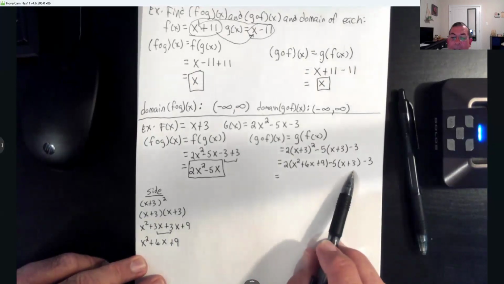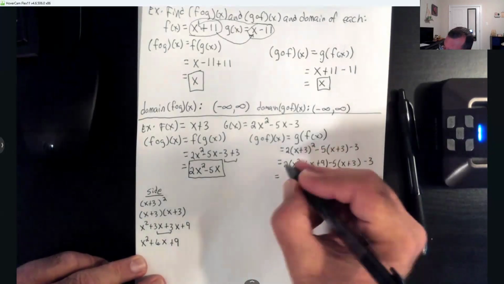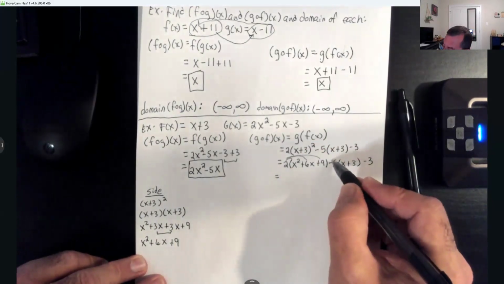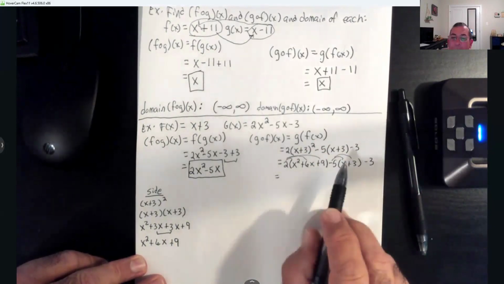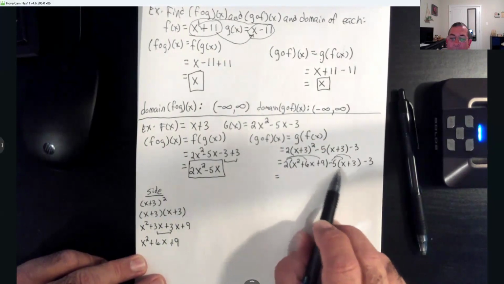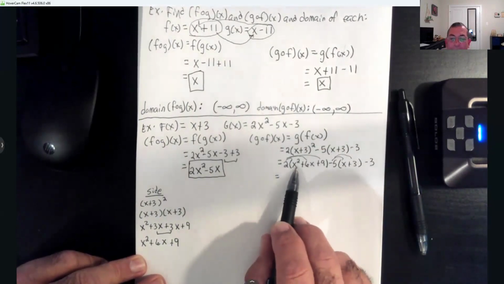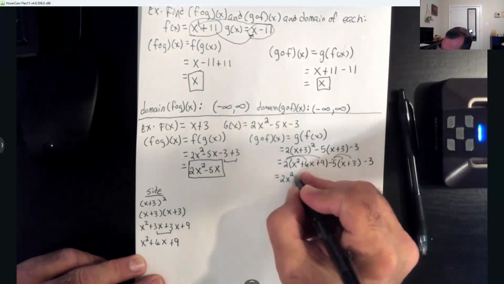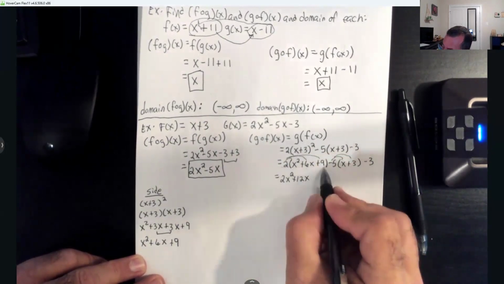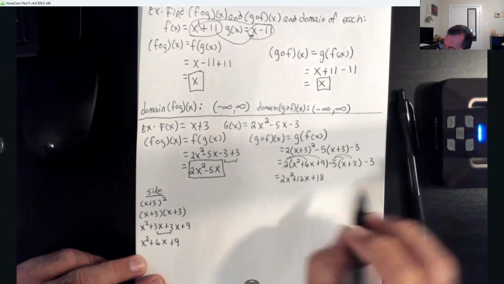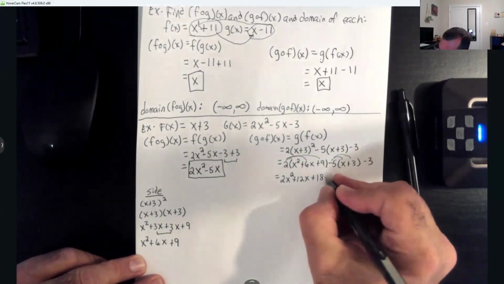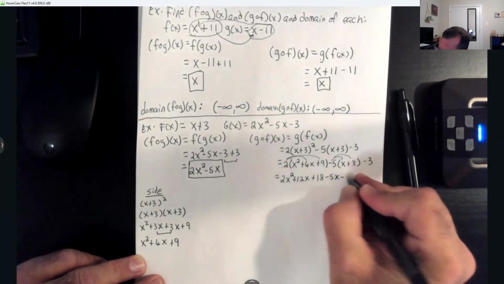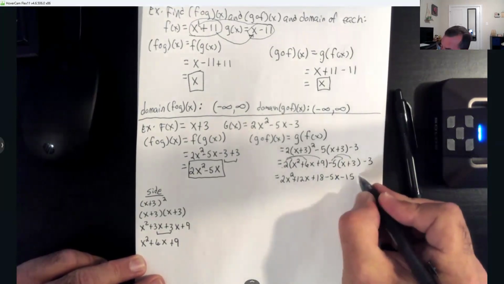Now I got to get rid of parentheses. So to get rid of the first parentheses, we're going to distribute that 2 through there. And then on the second parentheses, we'll distribute a -5. So remember, this is some more of that support homework from the other day. So here we go. 2 times x squared is 2x squared. 2 times 6x is 12x. 2 times 9 is 18. -5 times x is -5x. -5 times 3 is -15. And then at the end is my -3.